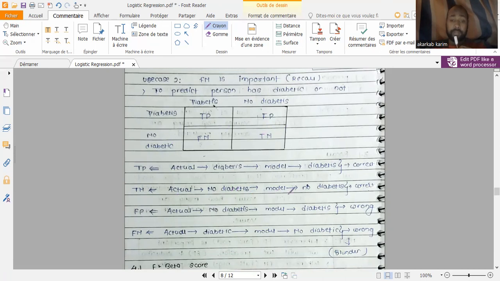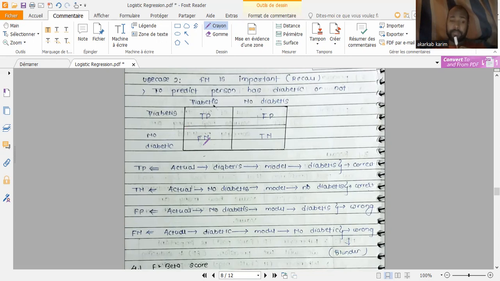Not diabetic. My model predicted not diabetic. That means it's correctly predicted. Here for false positive, we have actual not diabetic, but my model considered it diabetic. That is a wrong prediction. Here is my actual: diabetic. In my actual data is diabetic, but my model considered it not diabetic.